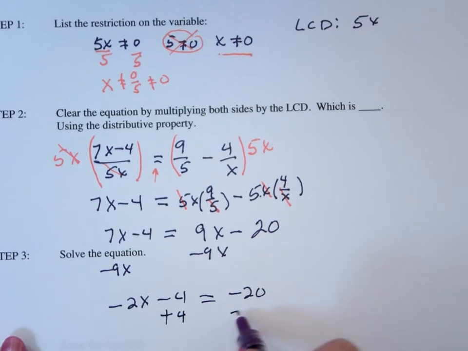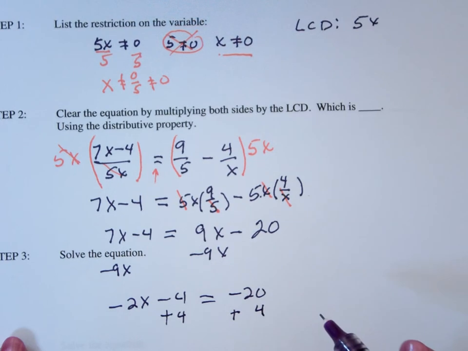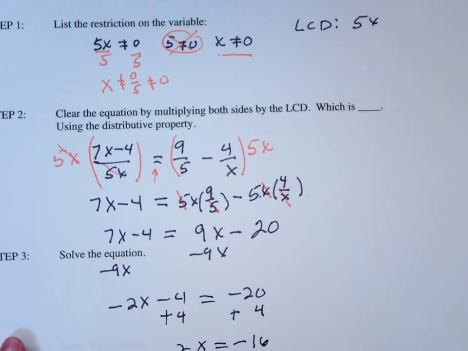I'm going to subtract 9x from both sides, so that's minus 2x minus 4 equals minus 20. Add 4 to both sides. Minus 2x equals minus 16. Divide both sides by minus 2, and x equals 8.